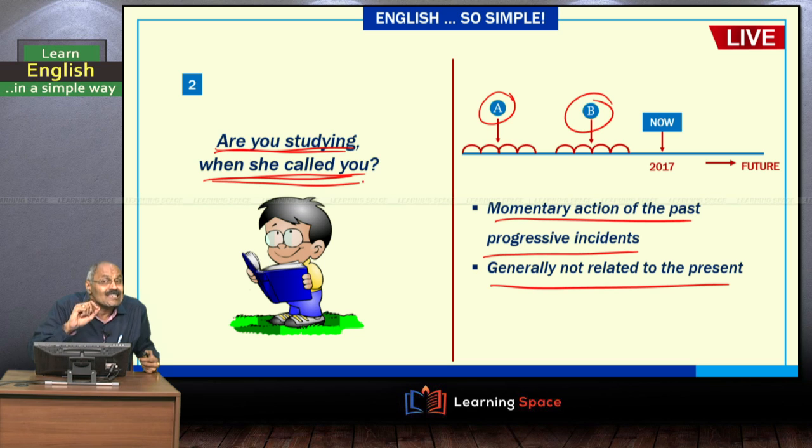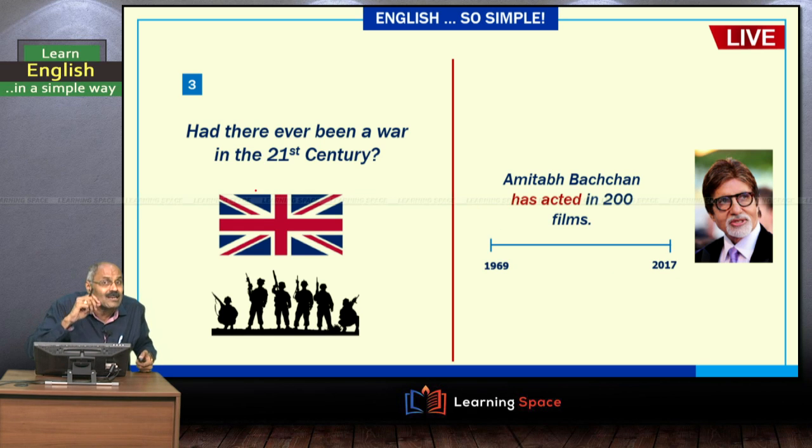When I reached his house, he was reading newspaper. Both will go in the past sense. One will go with the simple past and the other one will go with the past continuous. So, these types of sentences we come across. When I reached his house, he was doing homework. Similar analogy: were you studying when she called you? Please understand, she called you, so it indicates past tense.